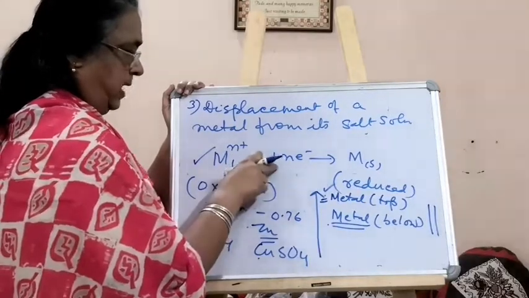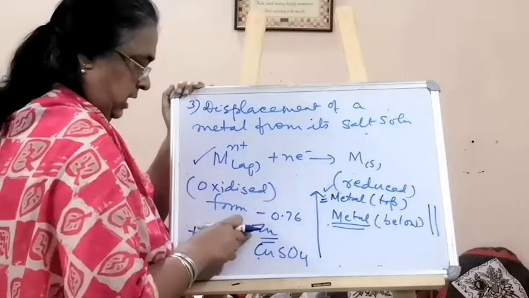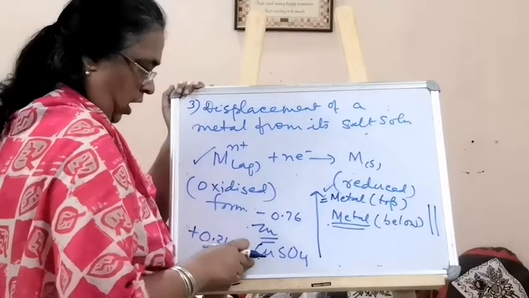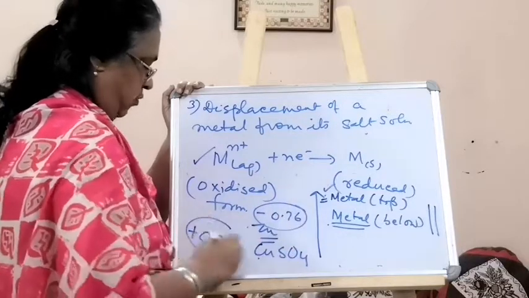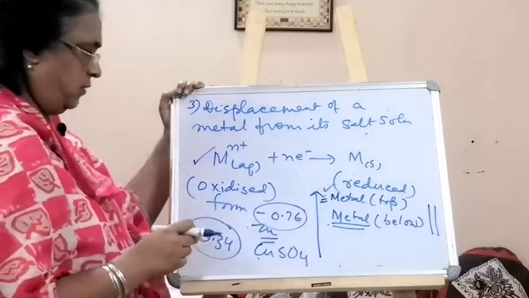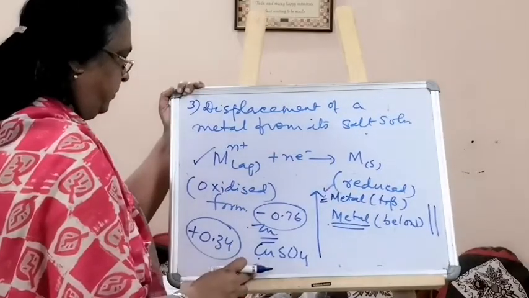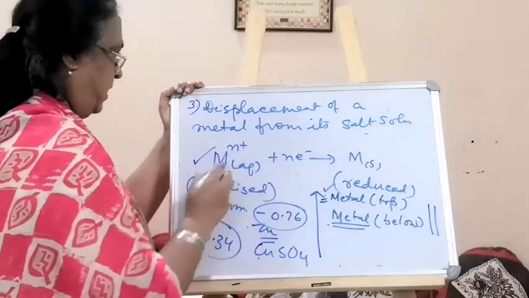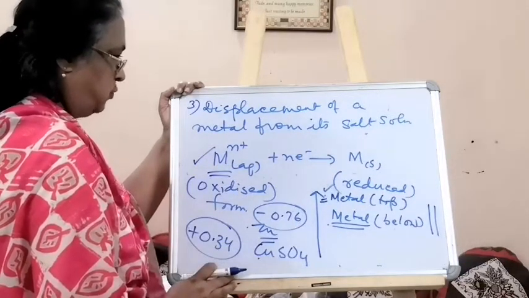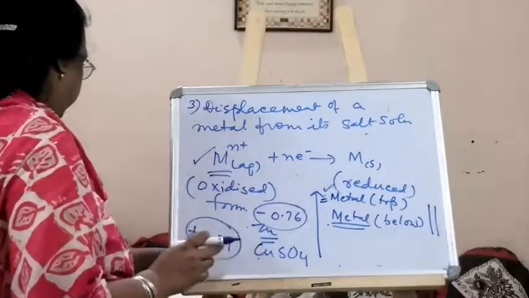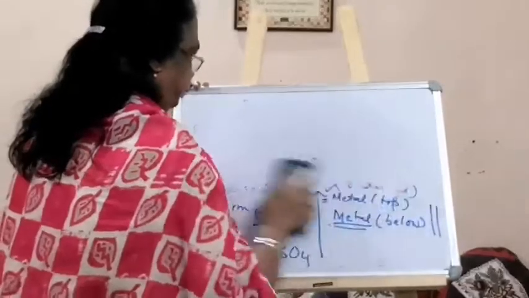And here the phenomenon taking place is reduction. Therefore zinc is able to displace copper from copper sulfate solution. What is the reason? The reduction potential of zinc is less than that of copper. Because of this phenomenon taking place in the solution, that is reduction, this is possible. Now next we will see the fourth application.